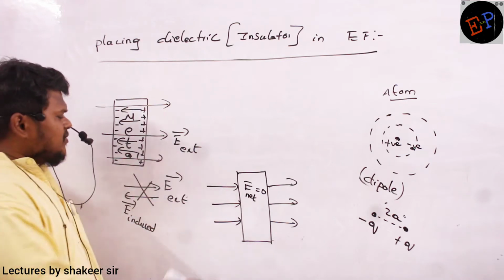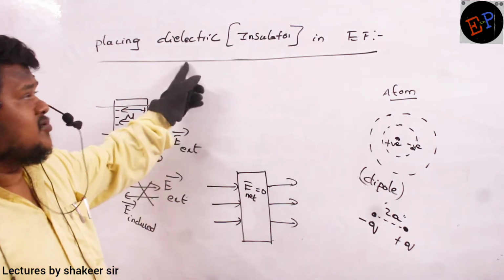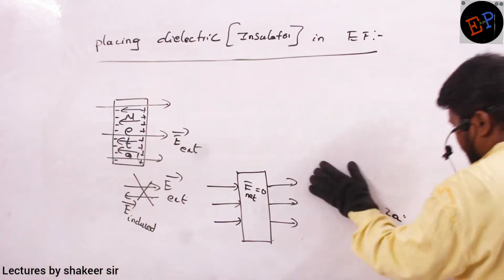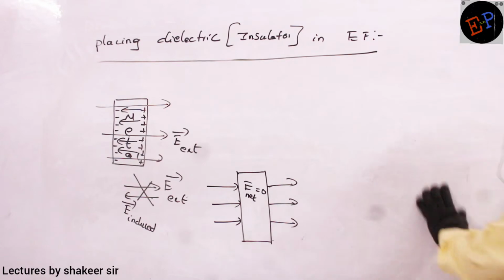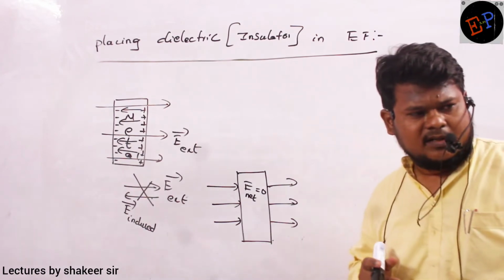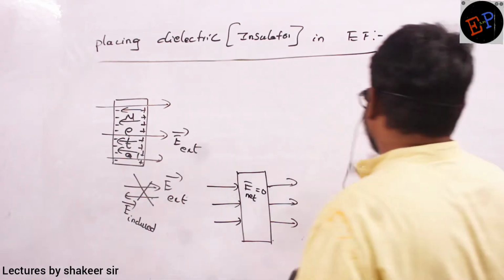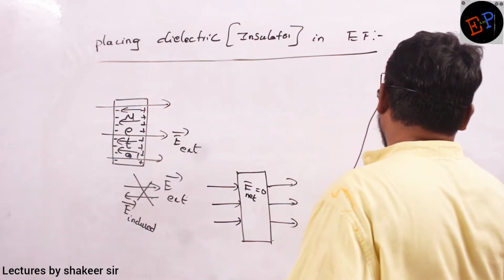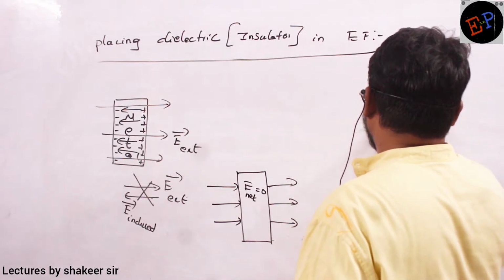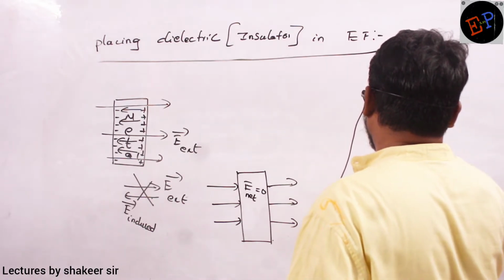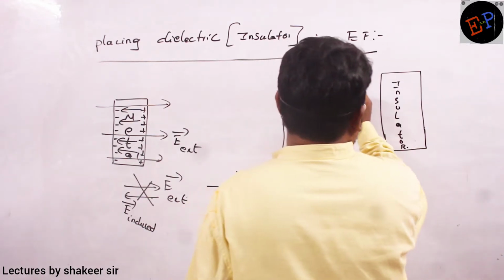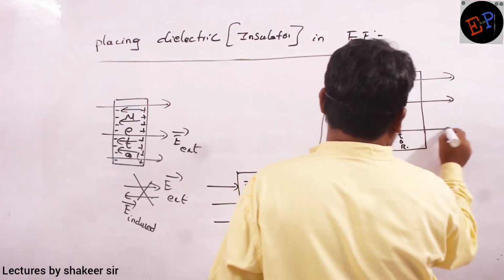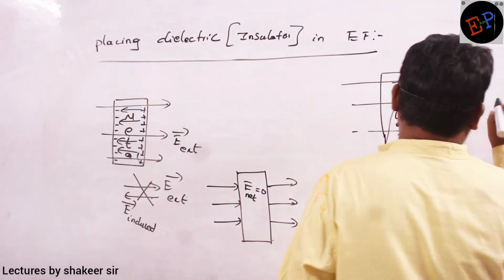Now instead of this metallic conductor, if I place an insulator, then what happens? Let us see. Insulators are of two types: one is polar dielectric and the second one is non-polar dielectric. So this is an insulator, and I am placing this one in an electric field. Then what happens? Consider this is the external electric field which we have applied.